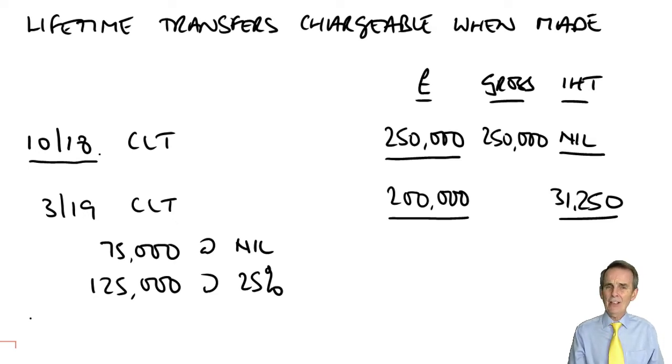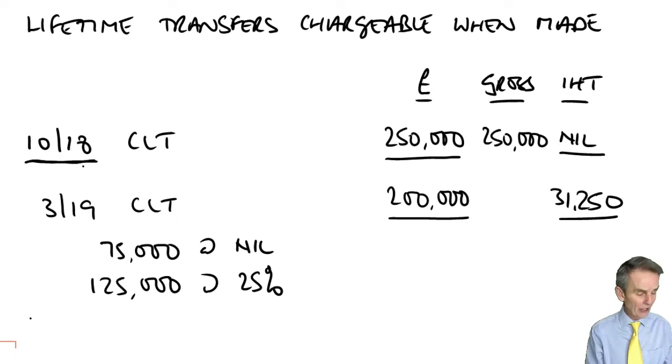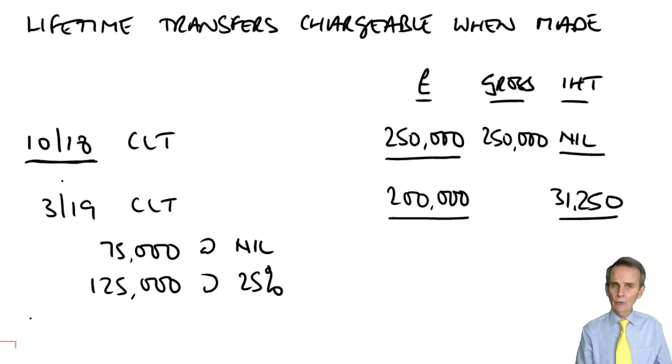So in computing any IHT payable in lifetime on CLTs, in a cumulative donor-based tax, you need to know what other CLTs were made within the 7 years of that transfer. October 18 is the very first one. So we have the full available nil rate band at that point, 325,000 available. We record the amount of the chargeable transfer, 250, in this little working column here.